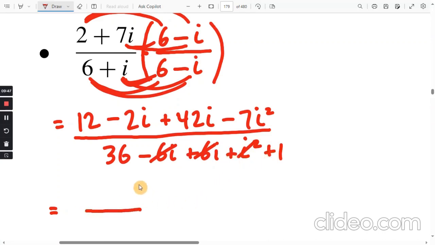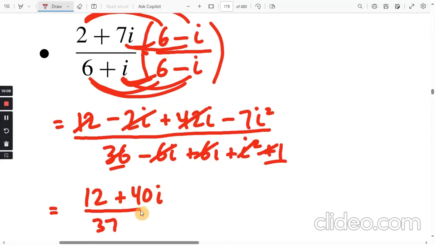So in the denominator, we have 36 plus 1. That's going to be 37. On top, we have a 12. We have negative 2i plus 42i. That's positive 40i. And remember, i squared is going to be negative 1. And negative 1 times negative 7 is positive 7. So on top, we still have a positive 7.